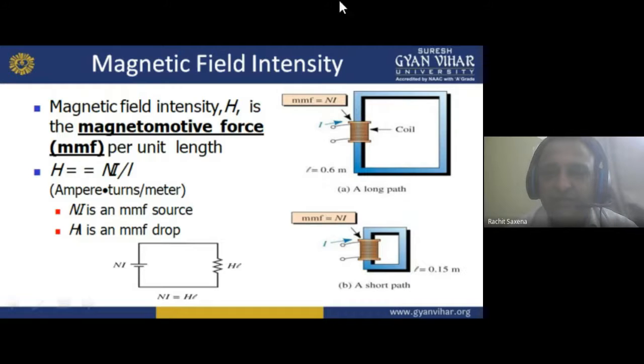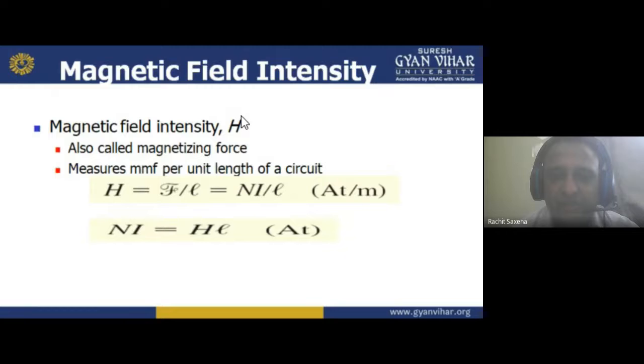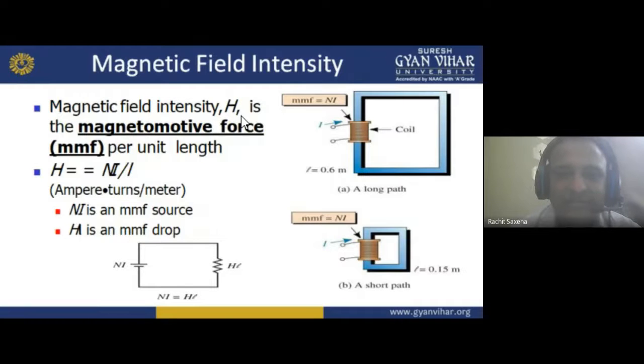Here it is written MMF is equal to Ni. Now understand: magnetic field intensity H is the magnetomotive force per unit length. Magnetomotive force, that is MMF, per unit length. Through this per unit length we can also call this. In the previous one I also told you this thing, Ni by L. Here it is equal to Ni by L.